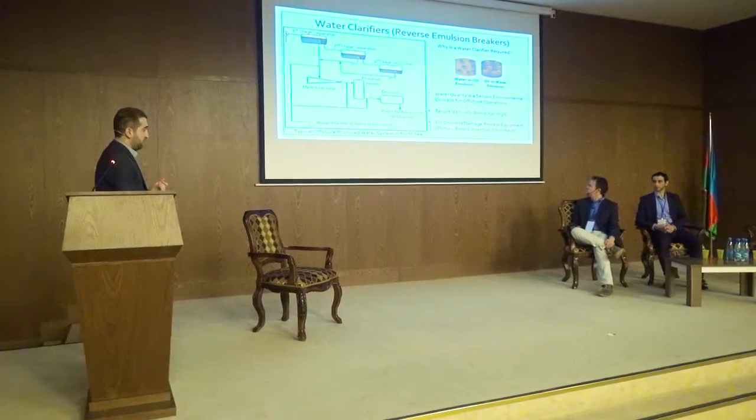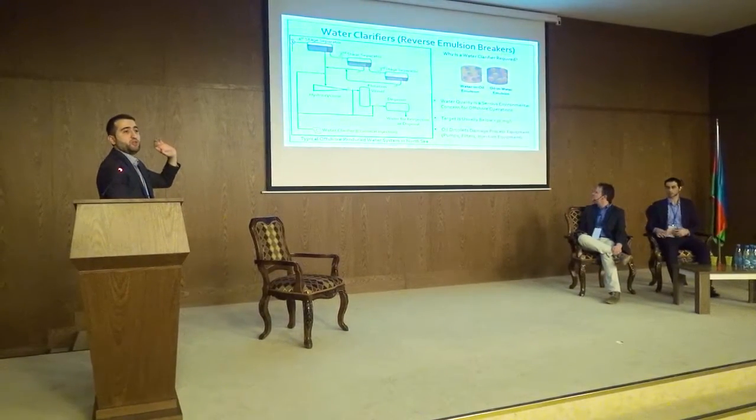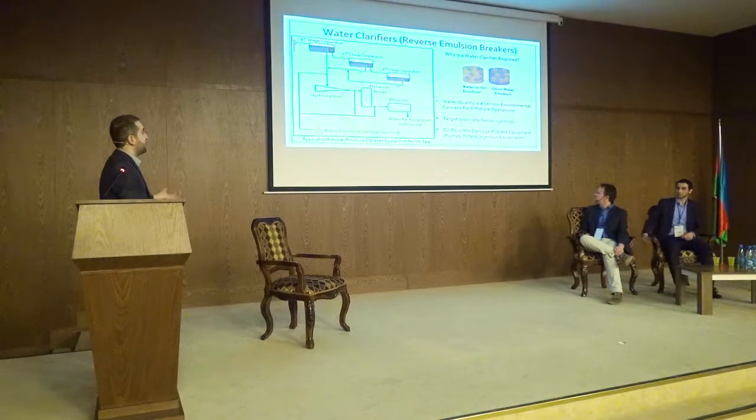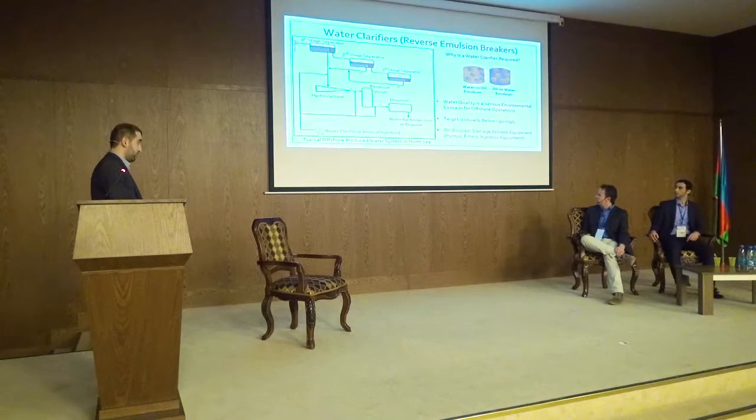The target is usually below 30 milligrams per liter. For each liter of produced water, you have to have less than 30 milligrams of oil. So this is a very strict target, and it's a very big challenge to reach, to keep your oil concentration below this. And these oil droplets also damage the process equipment.